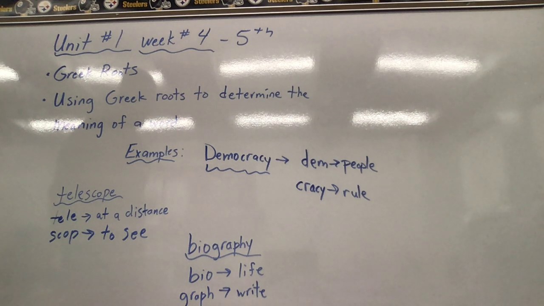Finally, we have the word biography. I'm sure that many of you know that a biography is a story written by someone else about another person's life. The word bio is our first Greek root, which means life, and graph means to write. So when we put the two together, we have biography. Other words that are similar would be autobiography, auto meaning self. So an autobiography is a story about someone's life written by that person.